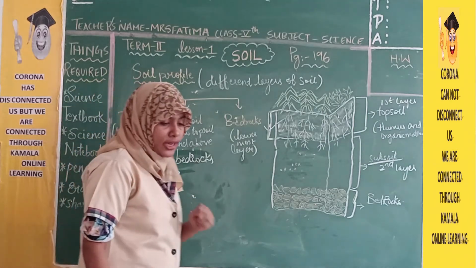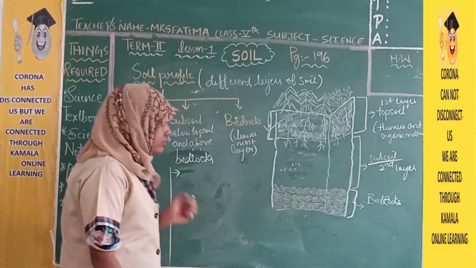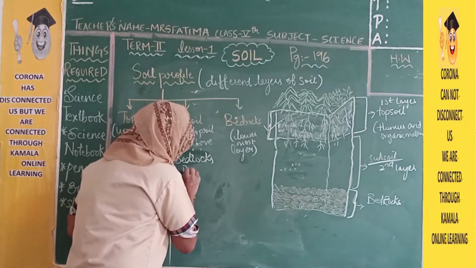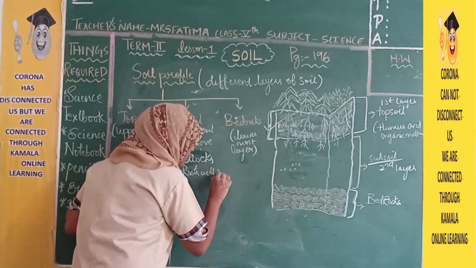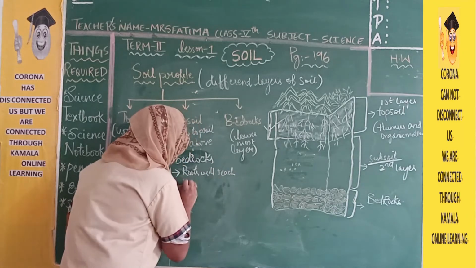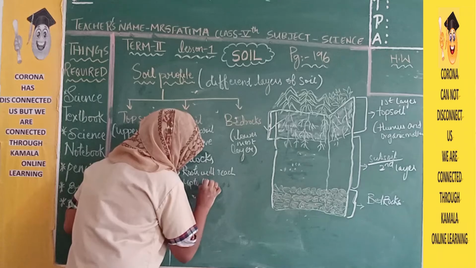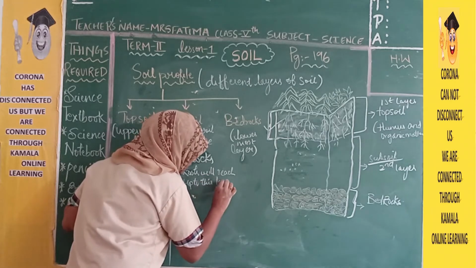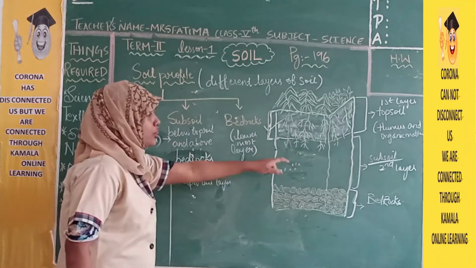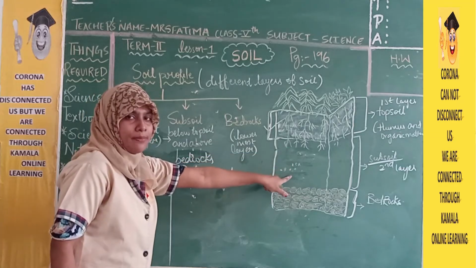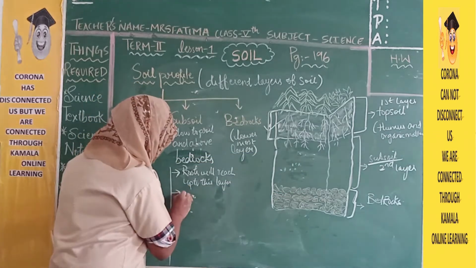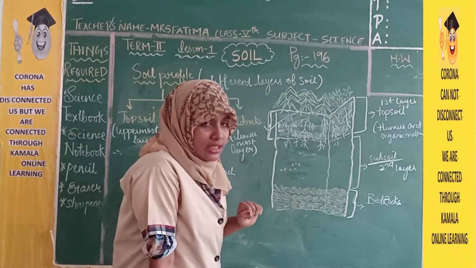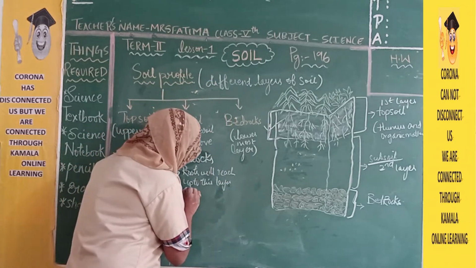This will be our first point. Then what have we learned? The roots will reach up to this layer, that is the second layer. Can you see the roots coming to subsoil also? Then what did we learn? They are rich in clay.